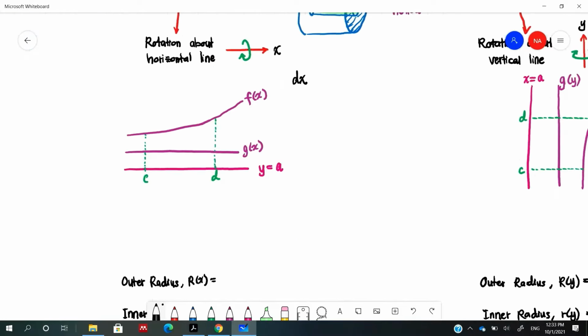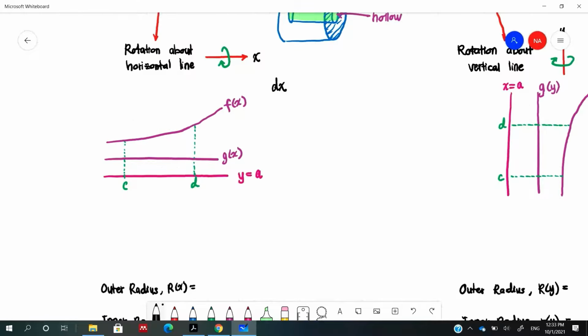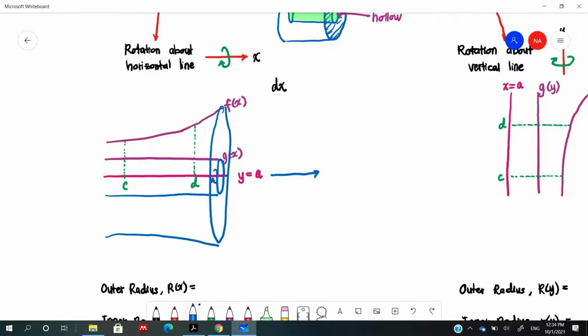Now let's say we have these two functions, and we want to revolve about the line y equals a. When we rotate, we get this kind of volume, and we note that there is a hole in the middle. This is the hole.